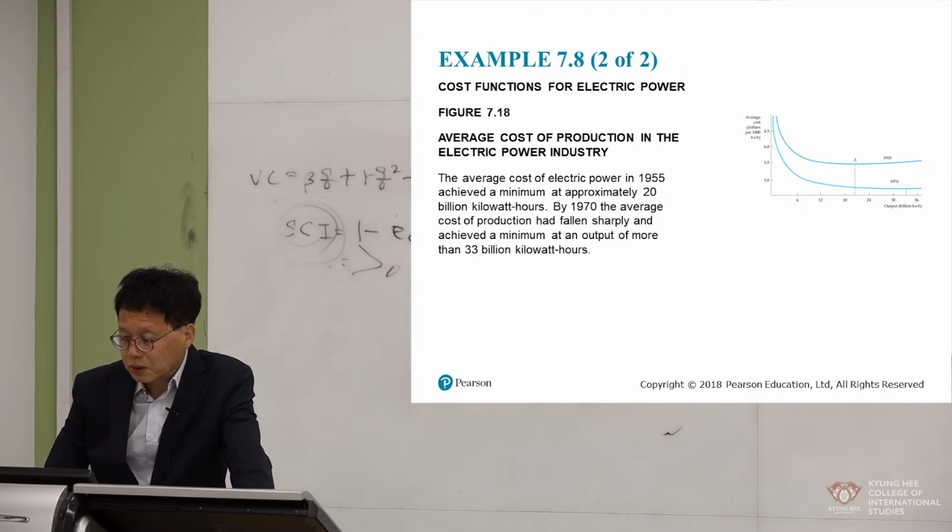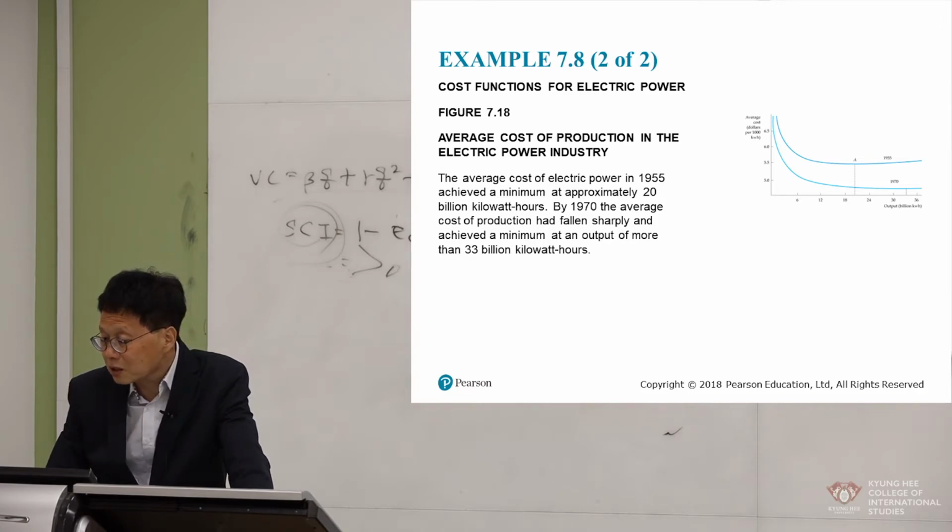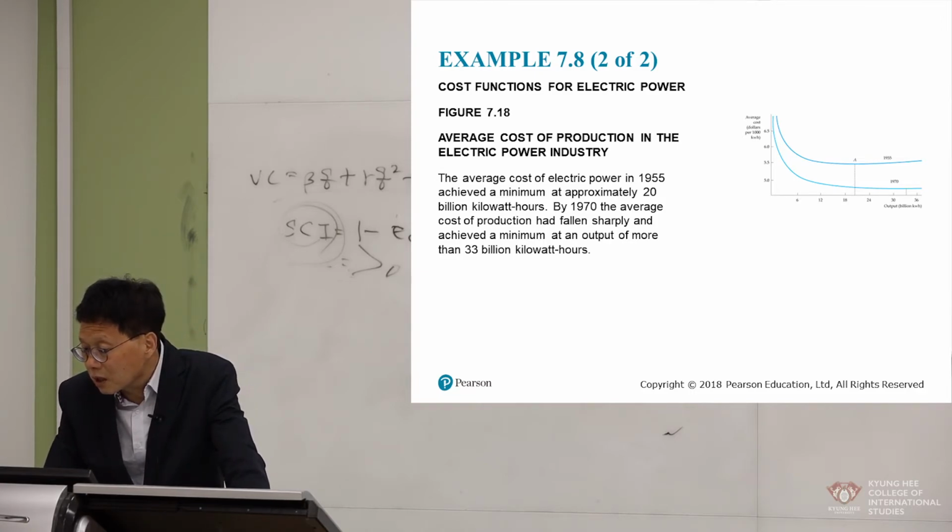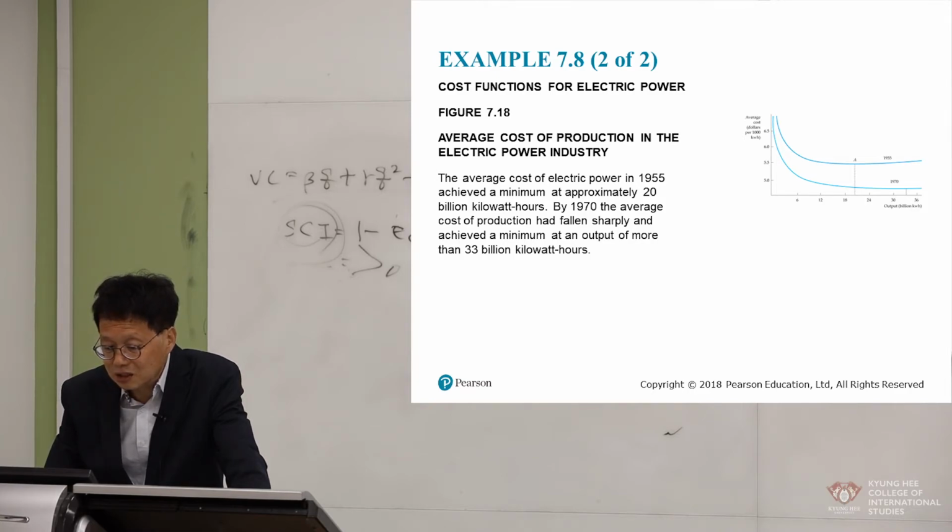So, average cost of production in the electric power industry. The average cost of electric power in 1955 is this one, and achieved a minimum at approximately 20 billion kilowatt hours at point A. But by the 1970s, the average cost of production had fallen sharply and achieved a minimum at an output of more than 33 billion kilowatt hours, this point. Okay? So average cost decreased greatly.